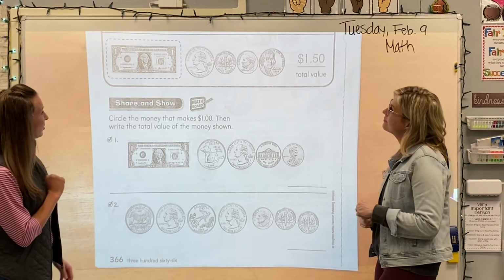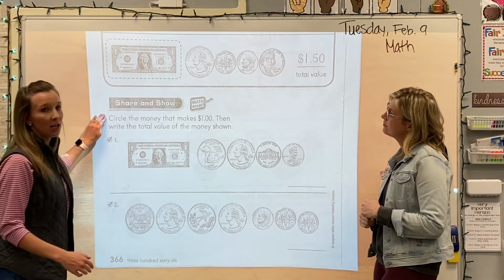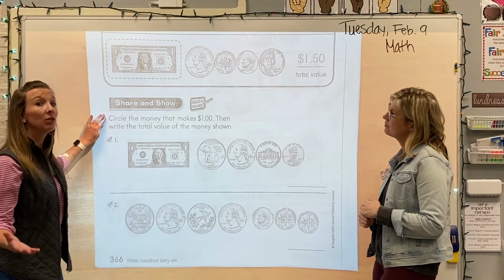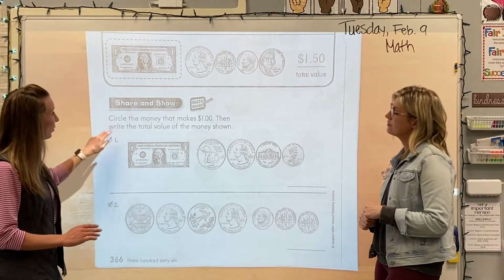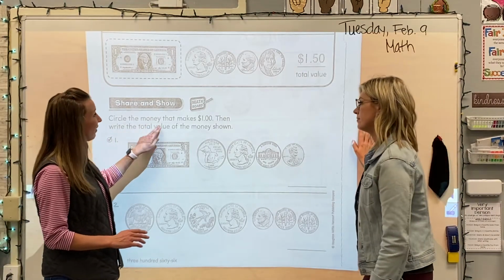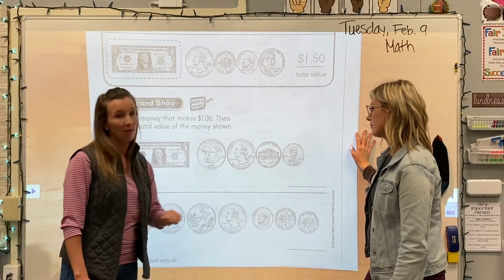Let's take a look at the directions. First, we need to circle the money that makes $1. That's pretty similar to yesterday, so we're still going to do that. But then we are going to be writing the total value of the money that's shown. We're going to be writing that on the line.